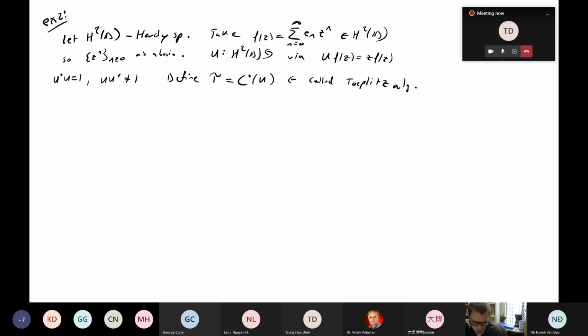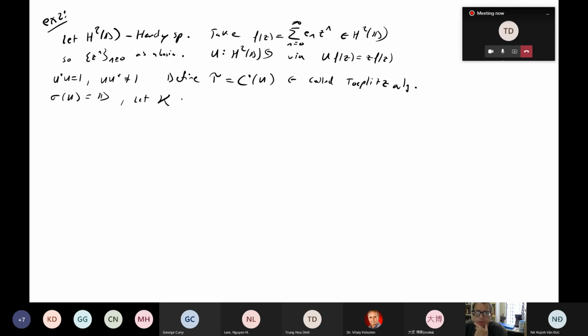Now, what do I want to know about this guy? Well, as an operator, this U, you can compute its spectrum, and it turns out that it's also the unit disk again. Fine.